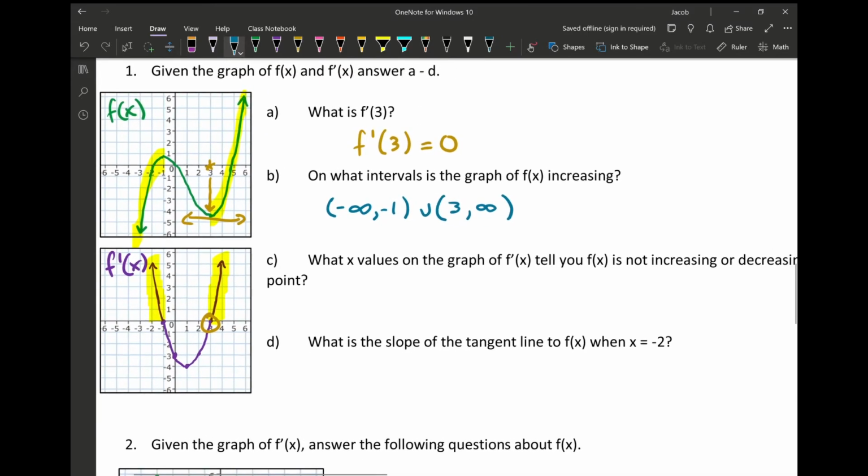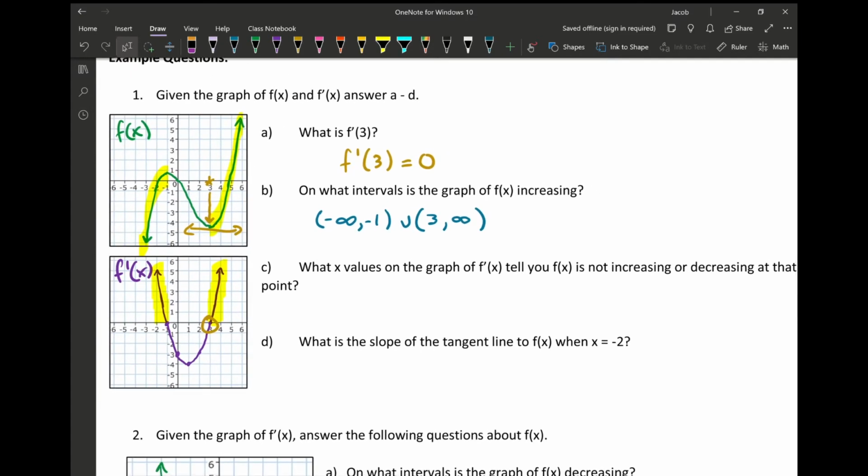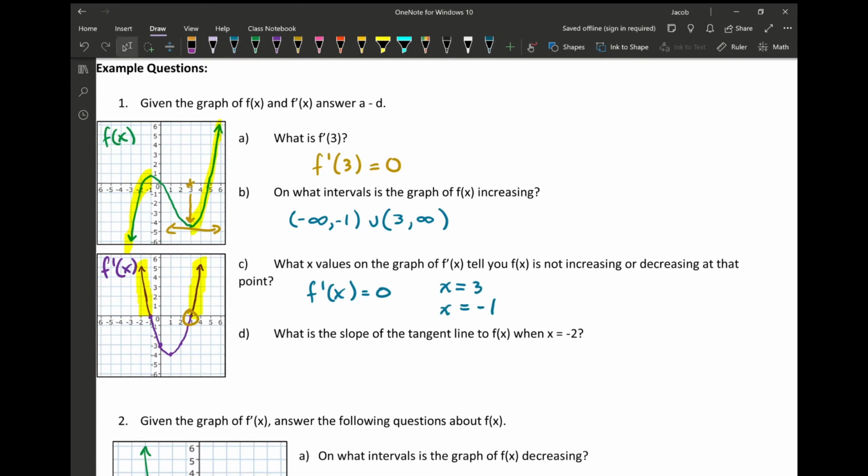What x values on the graph of f prime of x tell you f of x is not increasing or decreasing at that point? If we don't have a change in our slope, in other words, f prime of x is equal to 0 is what we're looking for, then we need to find the x values where f prime of x is equal to 0. So we already have that answer, really. That's x equals 3, but also x equals -1. And we can see that the slope of the tangent line is that way on the original function.